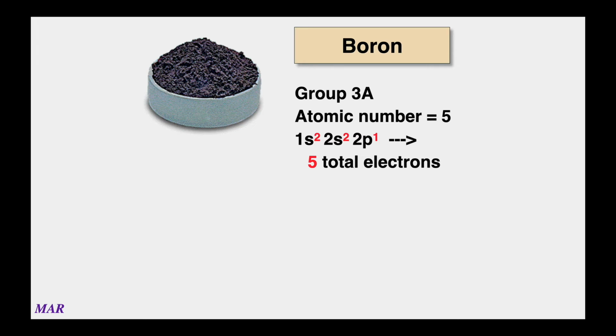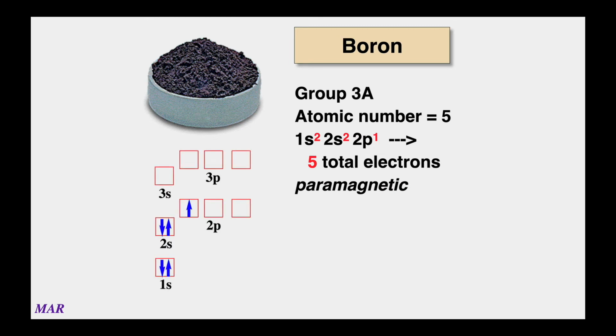This is our first p element that we've seen. So for the orbital box notation, we would have 1 electron in that 2p. It does not matter which of the 3 boxes you write it in. People usually will do left to right, but it doesn't really matter. The goal is just to put it in there somewhere. And because there's an odd electron, that makes boron paramagnetic. So lithium paramagnetic, beryllium diamagnetic, boron paramagnetic.